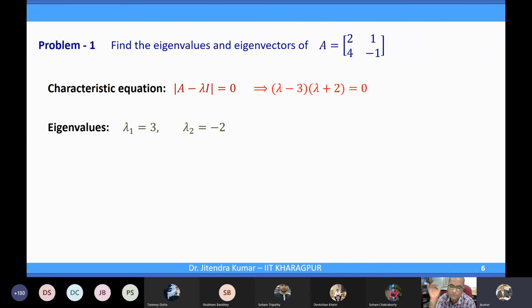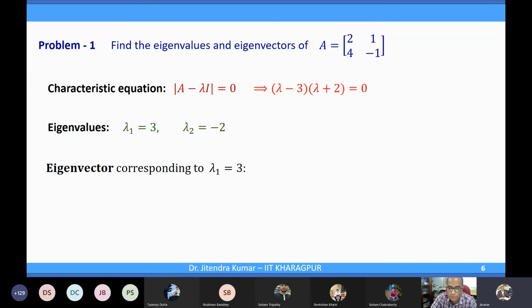So there are two eigenvalues corresponding to this A, and both the eigenvalues are distinct in this case. They may not be distinct; they may be the same. But if it's a 2 by 2 matrix, naturally you will get 2 eigenvalues. If it's a 3 by 3, you will get 3 eigenvalues. If it is a 10 by 10, you will get 10 eigenvalues.